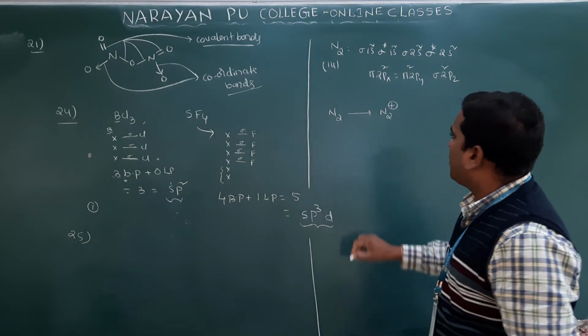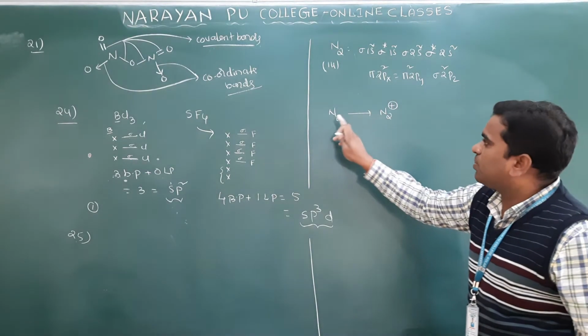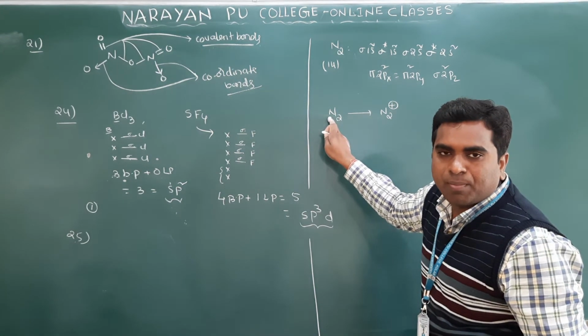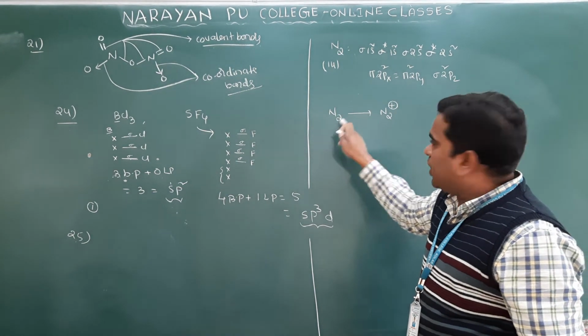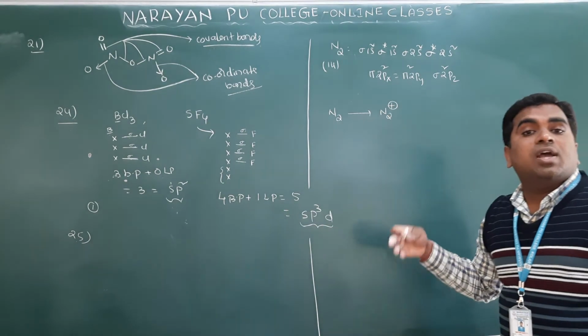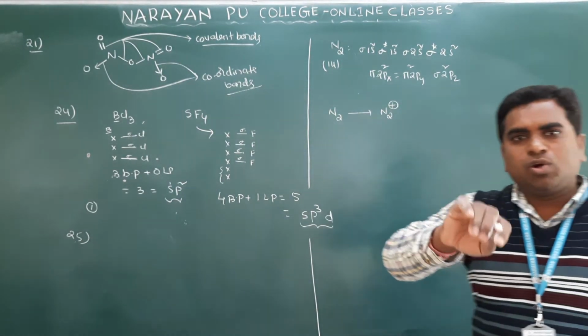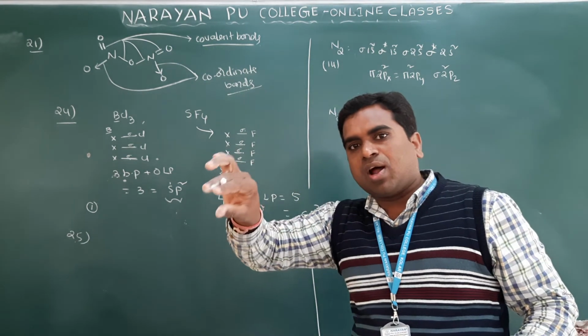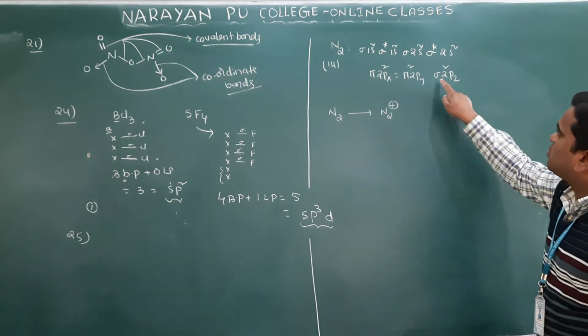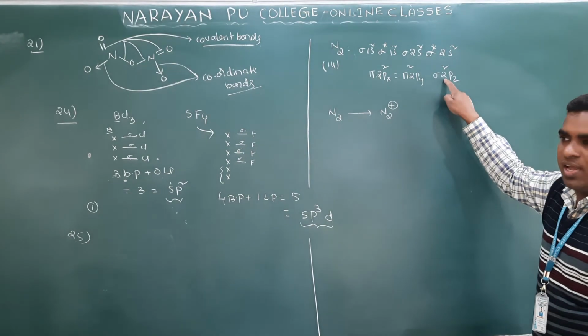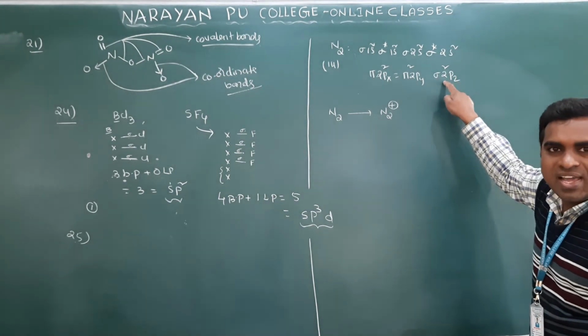Now which one has to form here? N2 plus should be formed. N2 plus should be formed means what? You have to remove one electron from N2. Which orbital do you remove the electron from? We already know we always remove an electron from the higher energy orbital. Which one is the last orbital here? Sigma 2p is the higher energy orbital.